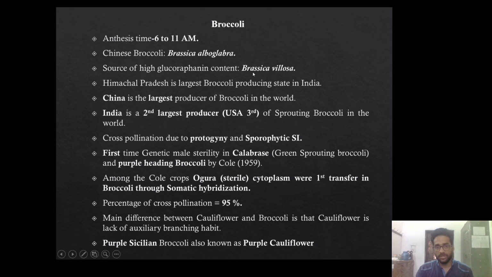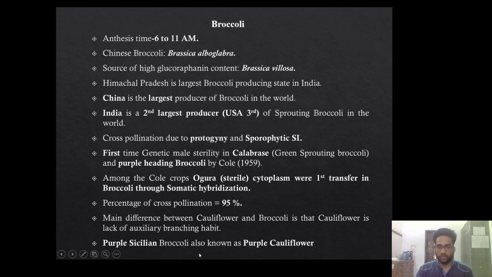Himachal Pradesh is the largest producer of broccoli in India. China is the largest producer of broccoli in the world. India is the second largest producer and USA is the third largest producer of sprouting broccoli in the world. Cross pollination is due to protogyny and sporophytic self-incompatibility. Among cole crops, Ogura cytoplasm was first transferred in broccoli through somatic hybridization, and cross pollination in broccoli is the highest among cole crops, which is 95%.